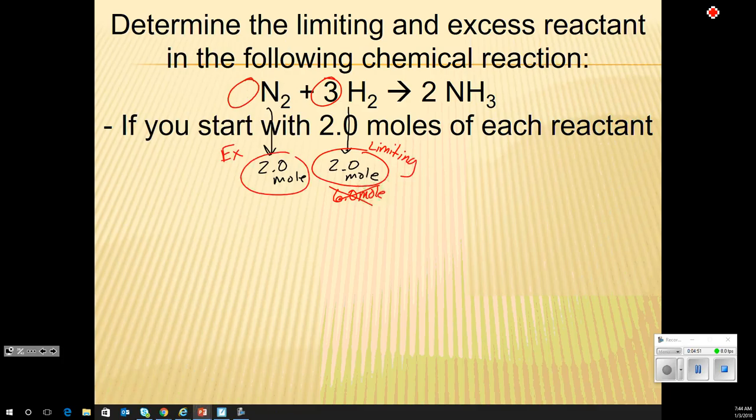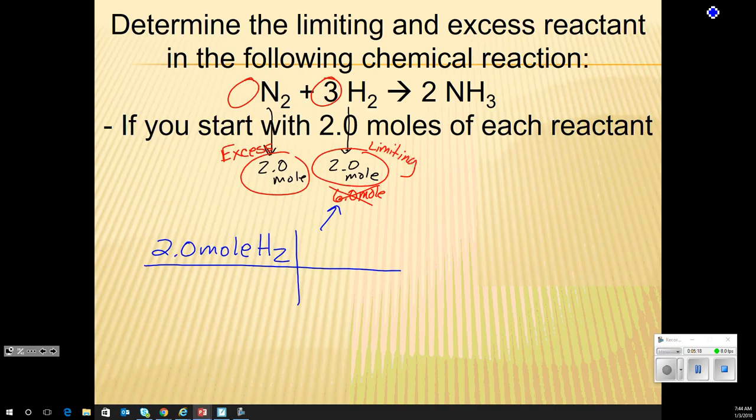I've heard nitrogen and hydrogen. Which one is it? For every one nitrogen, I need three hydrogens. The hydrogen, because if I have 2 moles of nitrogen, I'm going to need 6 moles of hydrogen to go with it. Do I have six? No, I don't have six. So this right here becomes my limiting. And this right here becomes my excess.